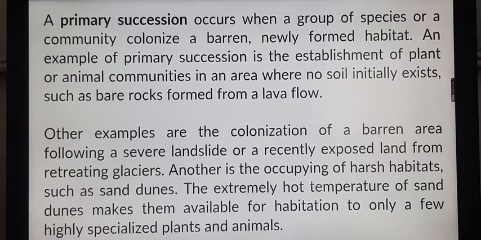Another is the occupying of harsh habitats such as sand dunes. The extremely hot temperature of sand dunes makes them available for habitation to only a few highly specialized plants and animals like cactus, etc. So, the first establishment there is by only a few species into a totally barren area where no life forms are available. So, the first life which appears on that area is called the primary succession.